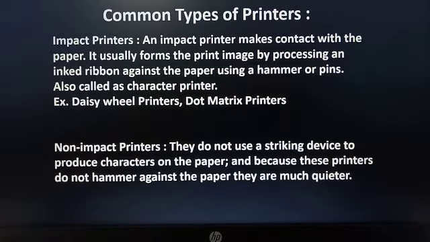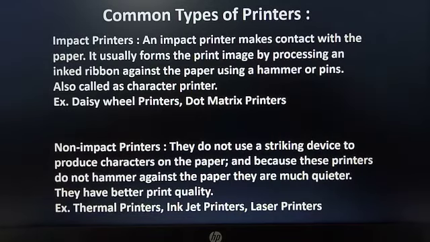Now we study non-impact printers. Non-impact printers do not use a striking device to produce characters on the paper. And because these printers do not hammer against the paper, they are much quieter, and they have a better print quality. Non-impact printers have better print quality than impact printers. Examples of non-impact printers are thermal printers, inkjet printers and laser printers.